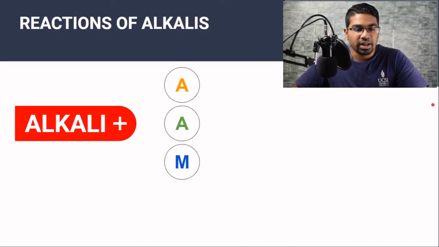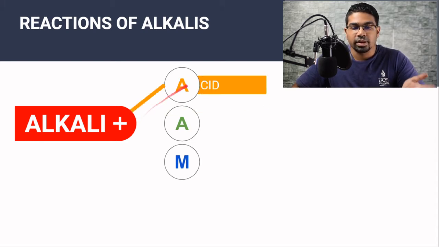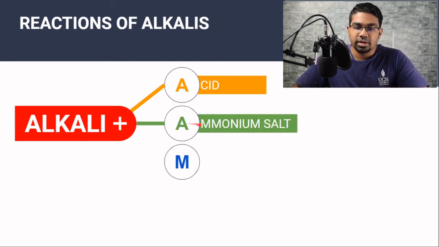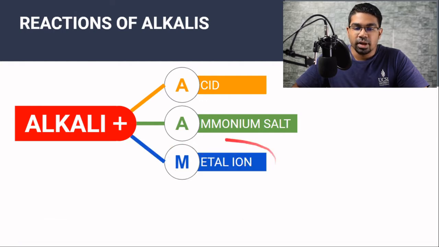General reactions of alkalis. Alkalis react with three different types of substances. First is the same as acids. If acids react with alkali, alkali reacts with acids as well in the same way. And then we have alkali reacting with ammonium salts, and the last one is alkali reacting with metal ions.